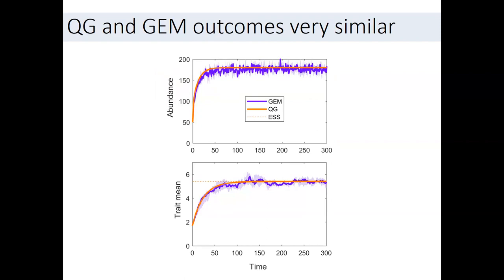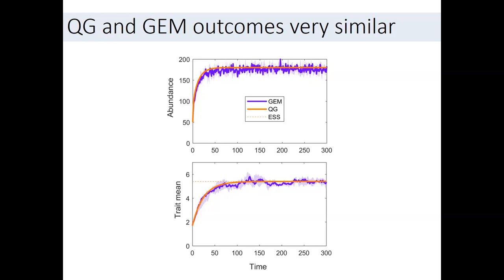And the orange line is actually what a Lande-Abrams type quantitative genetics model would give you. Okay, it looks very much the same. So hopefully, first pass at least, I convinced you that GEMs will give you the same answer as all the classic things. So great, why do I need to go through all this?